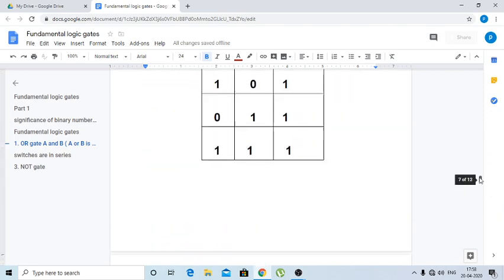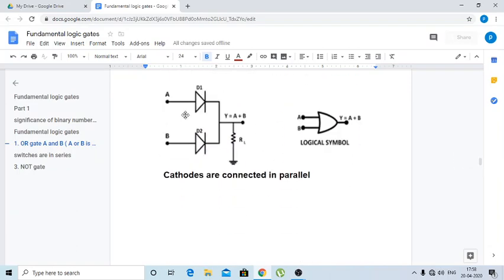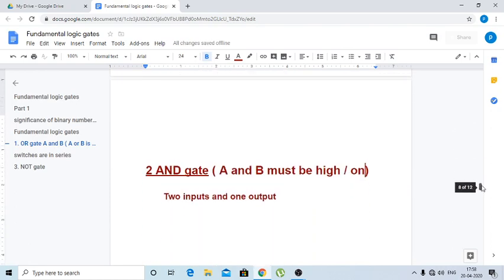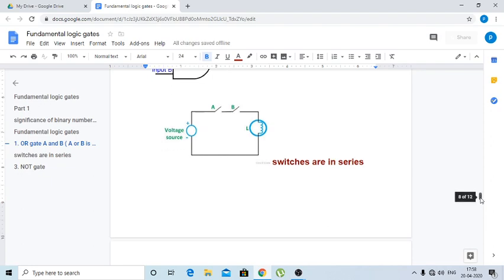Students, as in the OR gate, switches are connected in parallel, and diode cathodes are connected in parallel. And here, coming to the AND gate, switches are connected in series. If and only if both are working, then only the input signal is passed through the two switches, two diodes, and the output is high and the bulb glows. Otherwise, bulb does not glow.